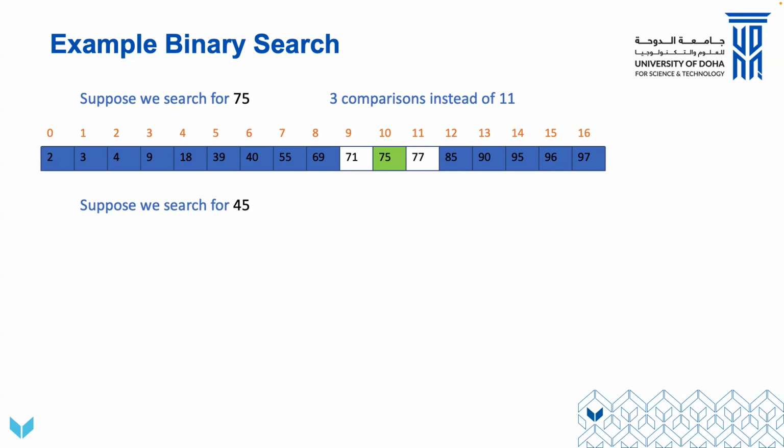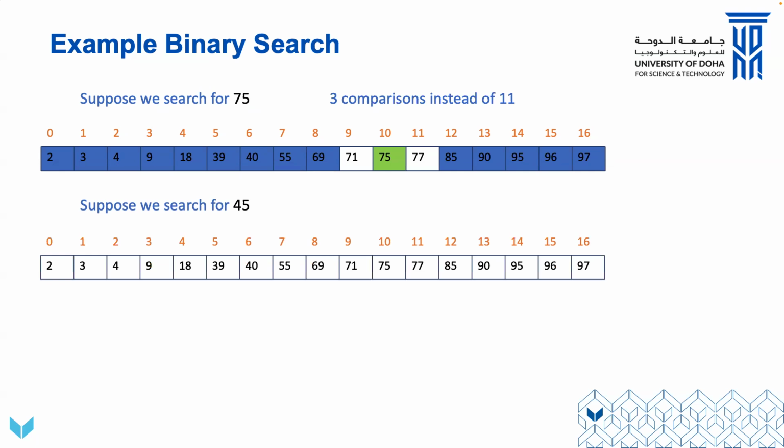So again, the 45. Okay, well, how does this end up working? Well, exactly the same idea. You start by looking exactly in the middle. The 0 and the 16 added together, divided by 2, it gives you an 8.